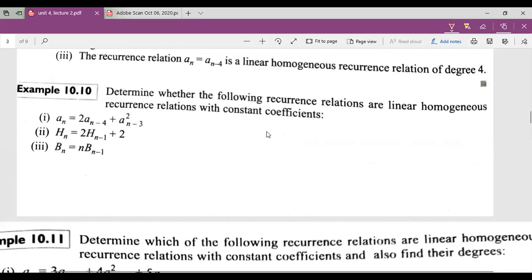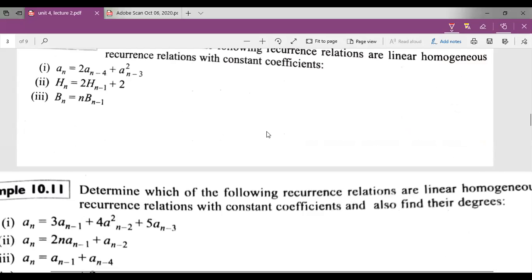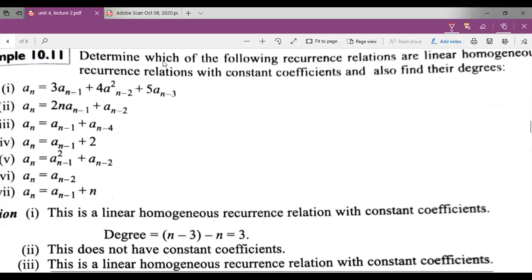Problems. Determine which of the following recurrence relations are linear homogeneous recurrence relations with constant coefficients, and also find their degrees. The first one: aₙ = 3aₙ₋₁ + 4a²ₙ₋₂ + 5aₙ₋₃.